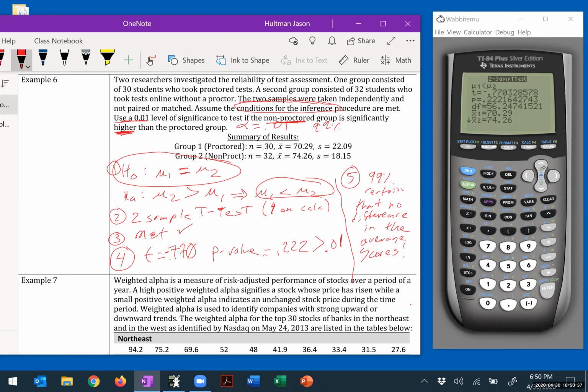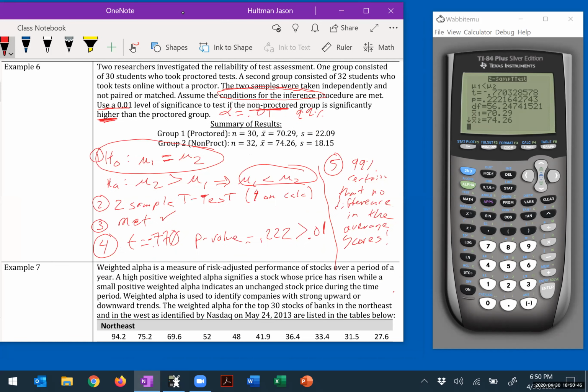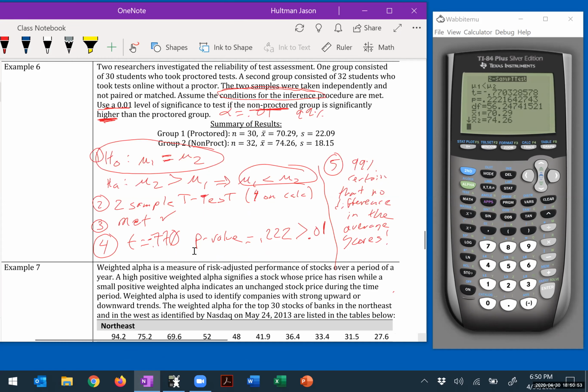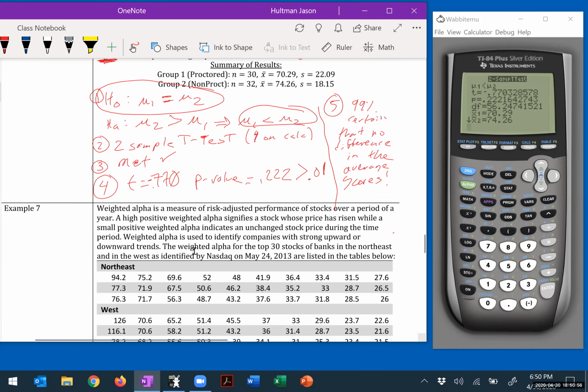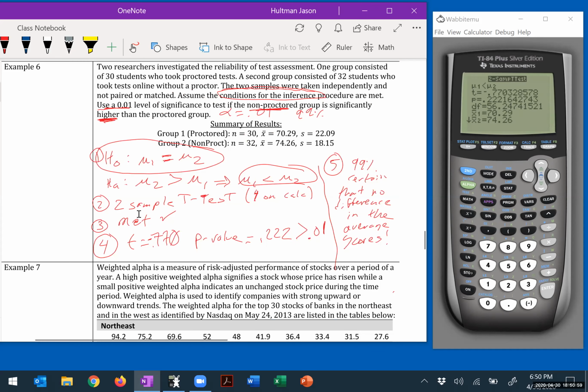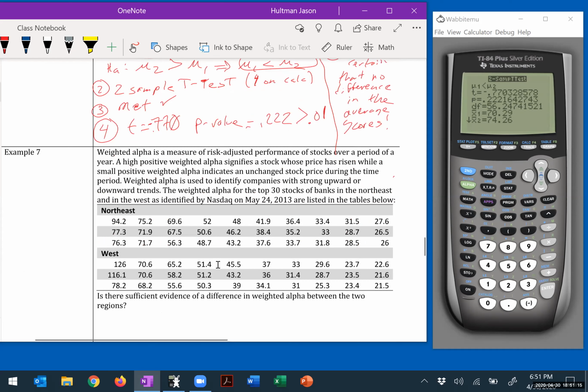Okay, makes sense? Okay, let's go to the next one here. And again, if you wanted to use StatCrunch, you can. Instead of clicking on confidence interval, you would just click on hypothesis test. Boom, that's it. That's the only difference. So it's super simple. It's the exact same thing that we did before.